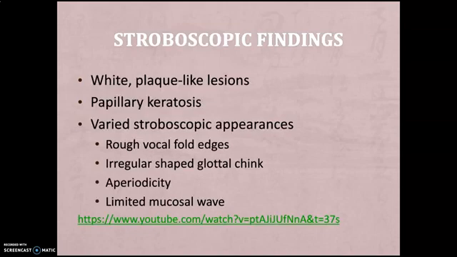During stroboscopy, there would be visible white, plaque-like lesions, which may be limited to one spot or could cover the whole vocal fold. Papillary keratosis could also be seen, which would look like a small reddish epithelium or irregular mucosa covered in keratin. Due to the varied appearances common in keratosis, stroboscopic visuals can show a variety of abnormalities in the vocal folds, such as rough vocal fold edges, irregular shaped glottal chink, aperiodicity, or limited mucosal width.